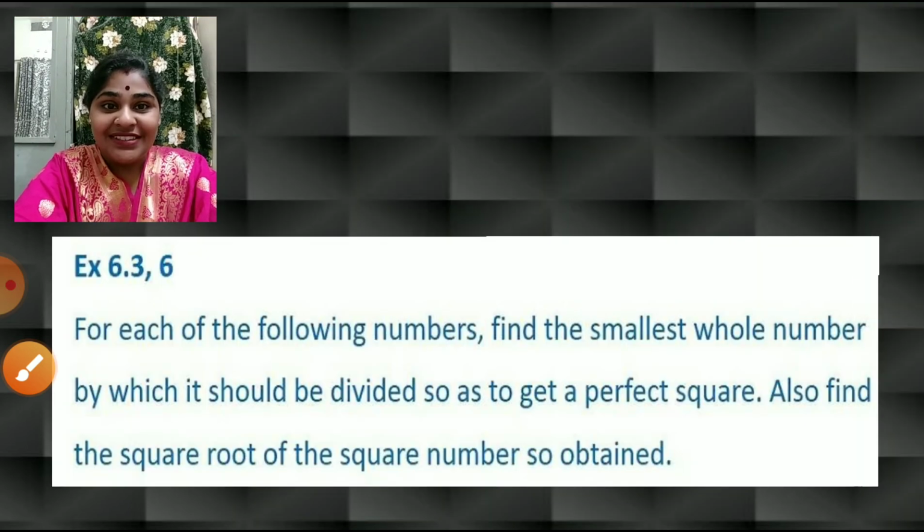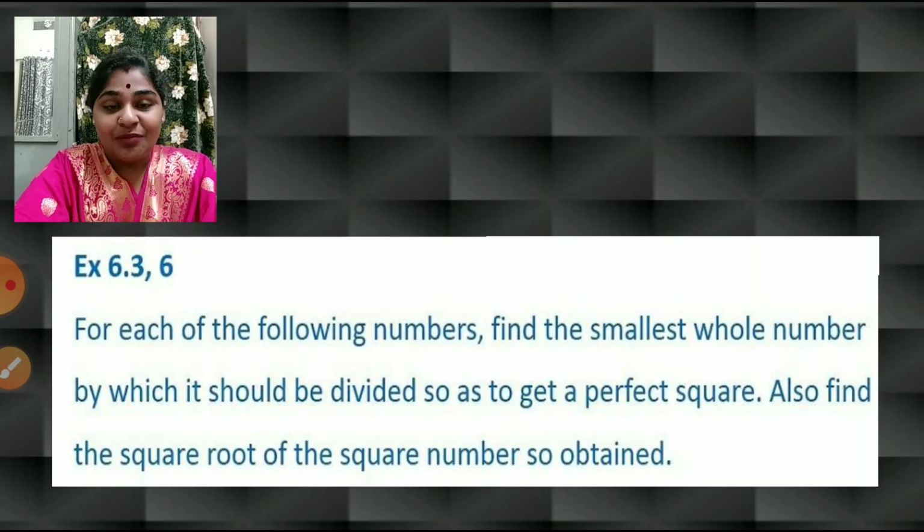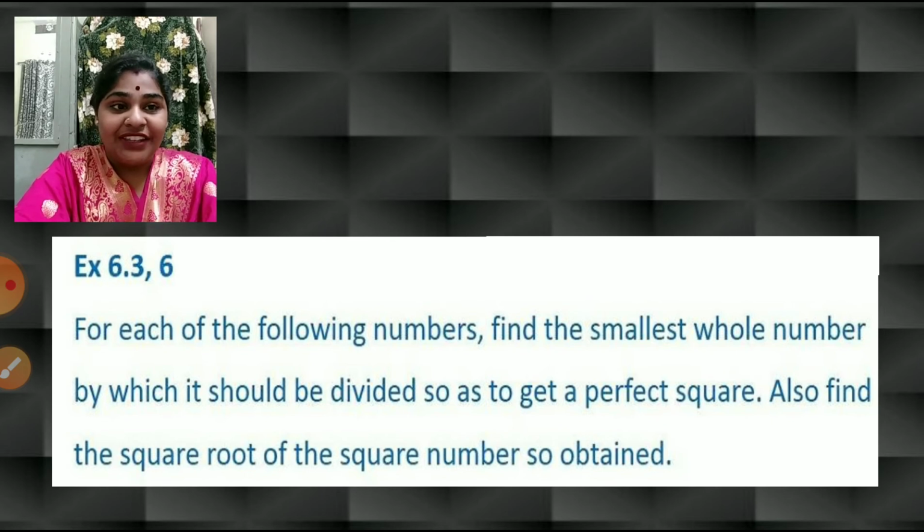So let us see in the exercise, that is 6.3, question number 6 it is. For each of the following numbers, find the smallest whole number by which it should be divided so as to get a perfect square.